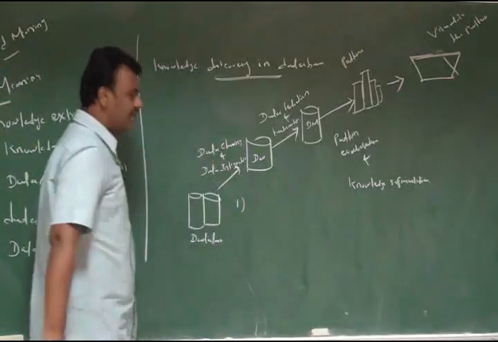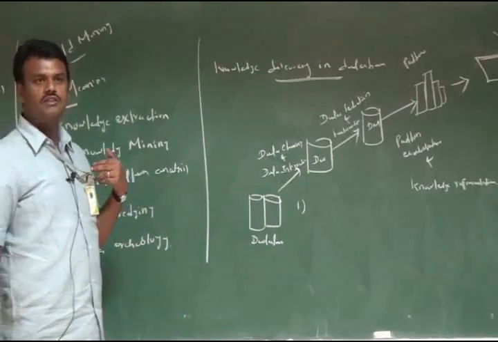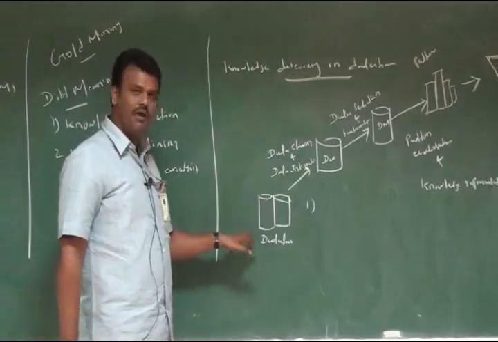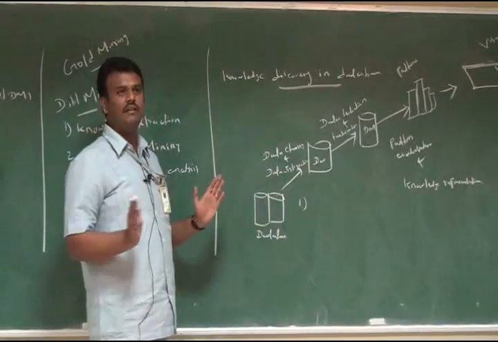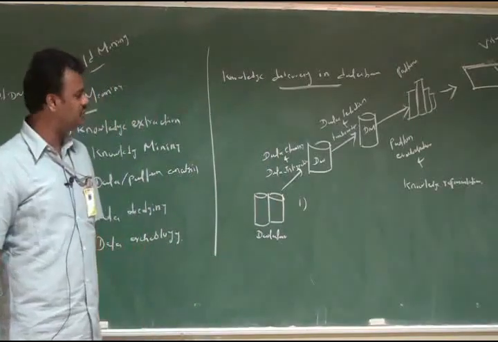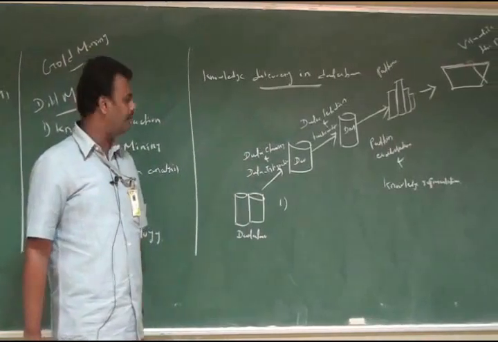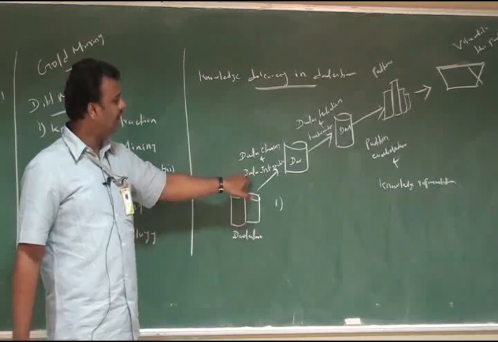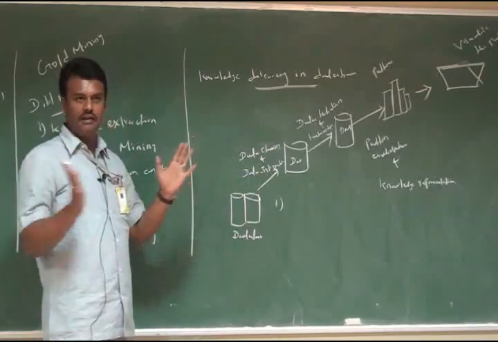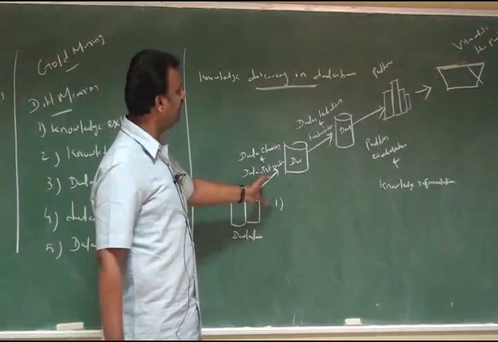Here in data cleaning, we are going to remove the noisy and inconsistent data that may be performed on the databases. Then data integration, we are going to integrate the multiple sources. The multiple sources may be the databases or the data warehouses or other information repository. Data cleaning means we remove the noisy and inconsistent data. Then in data integration, the multiple data sources may be combined.